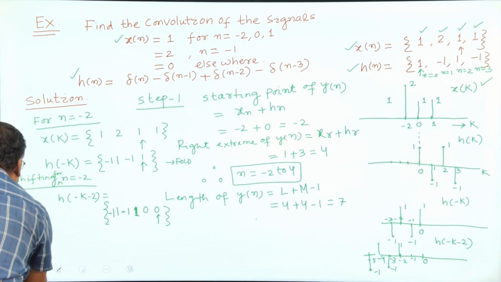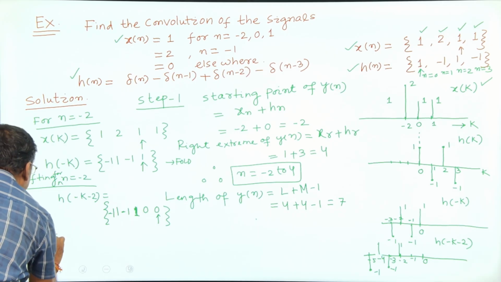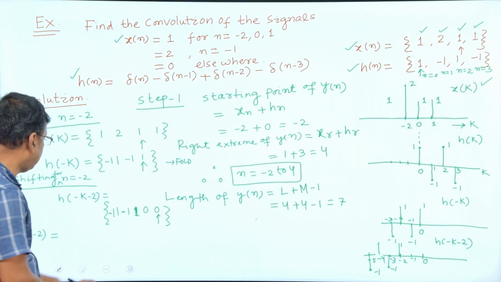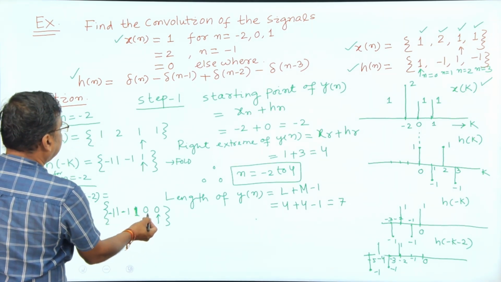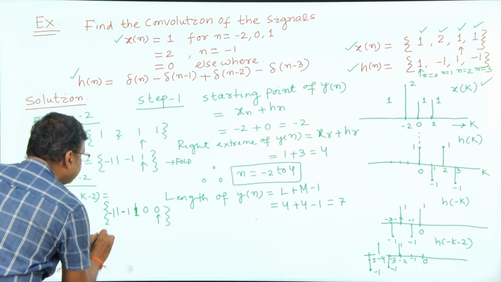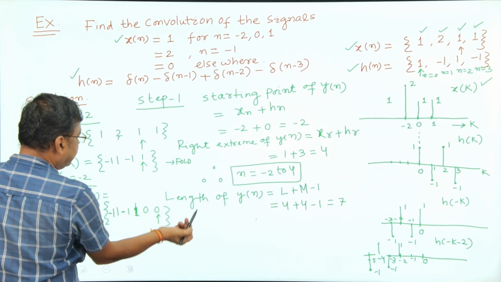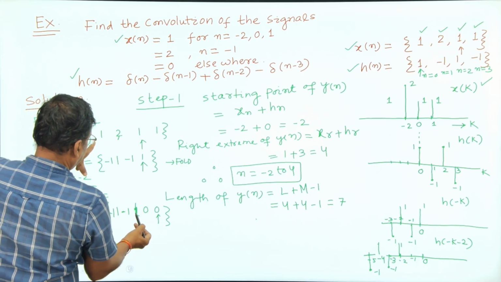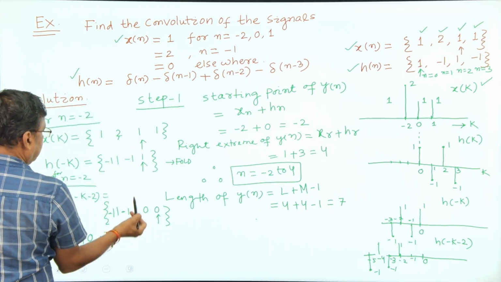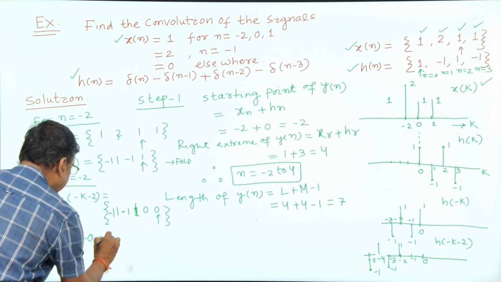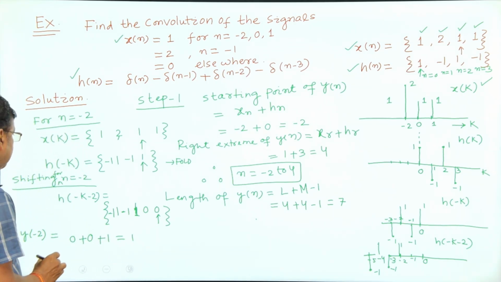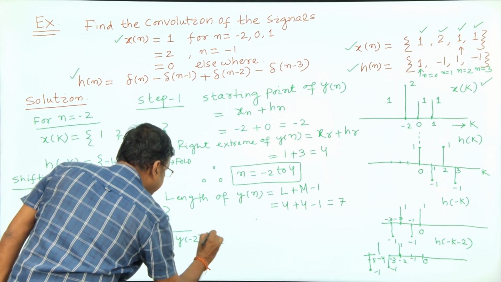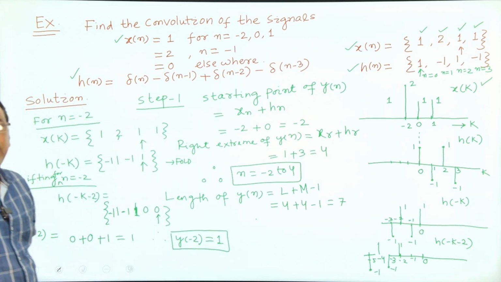Then y of minus 2, how much is y of minus 2? Look at this here. For k equal to 0, 1 into 0, that is 0, plus k equal to minus 1, 2 into 0, that is 0 here, plus above the right sequence there are no samples here, that means 0. Then 1 into 1, that is 1, the result will be 1. So therefore y of minus 2 equal to 1.